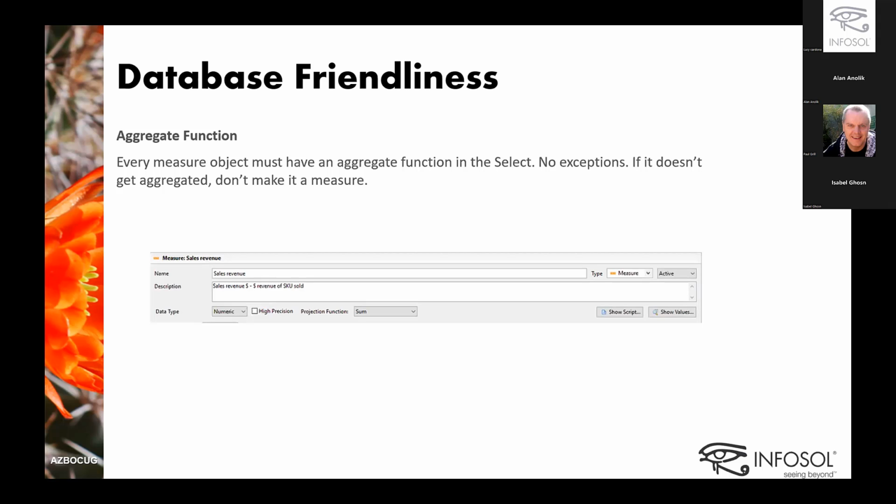Then this is about aggregate awareness, but there's an aggregate function. Every measure object that you create must have an aggregate function in the select. And if it doesn't aggregate, there's no point in making it a measure.